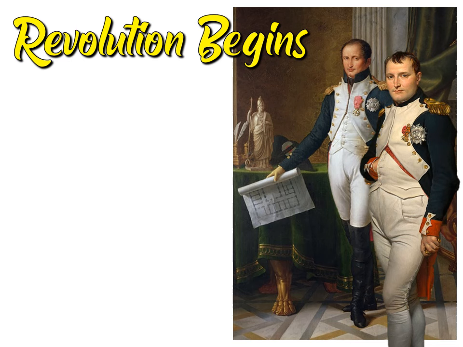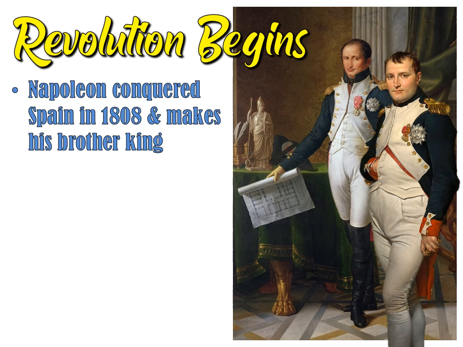So the revolution is going to begin not long after Napoleon conquers Spain. So of course Napoleon is the French emperor for life, the first consul of France, who comes to power after the French Revolution. Napoleon wants to conquer all of Europe, and he conquers Spain in 1808 and makes his brother, Joseph Bonaparte, who you see in the background there, the new king of Spain. Joseph Bonaparte is Napoleon's older brother, and Napoleon hooks him up by making him king.